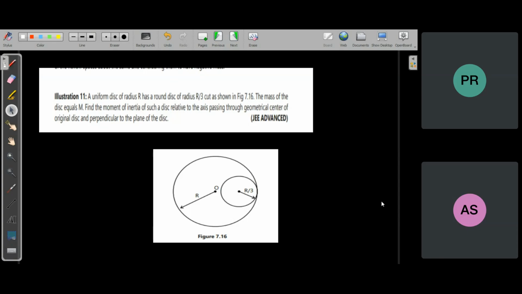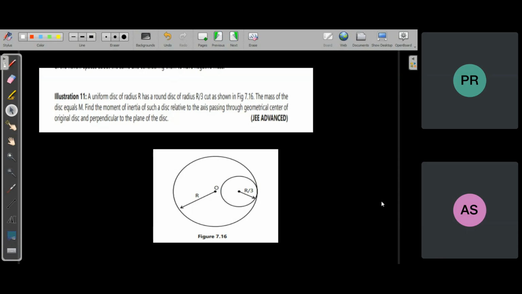Here we need to use the perpendicular axis theorem, sir, to find the moment of inertia relative to the axis passing through the geometrical center and perpendicular to the plane of the disc. But then I think you will have to use the parallel axis theorem as well. Both perpendicular and parallel. You try, and then you can ask your doubt. I'm trying to verify this.